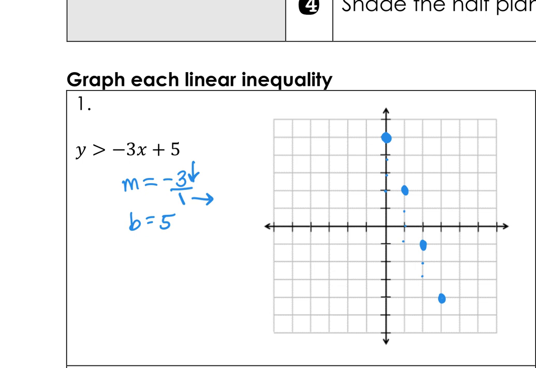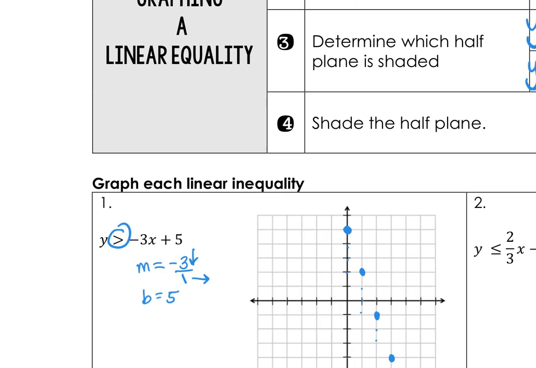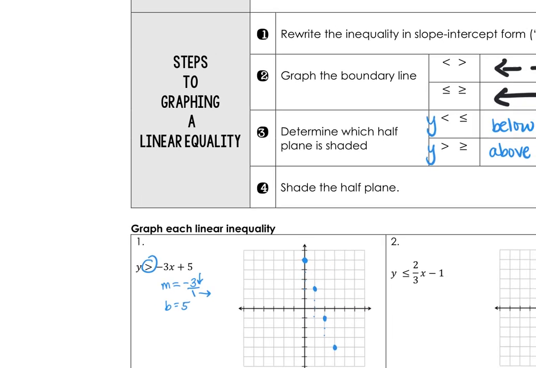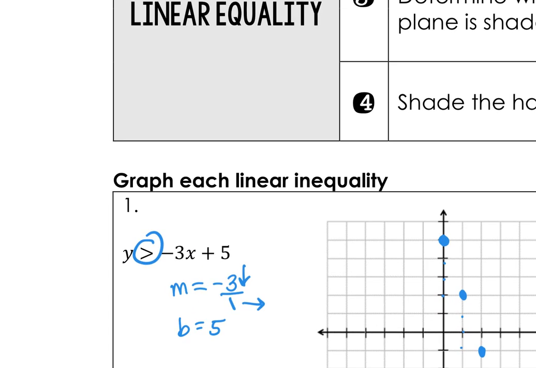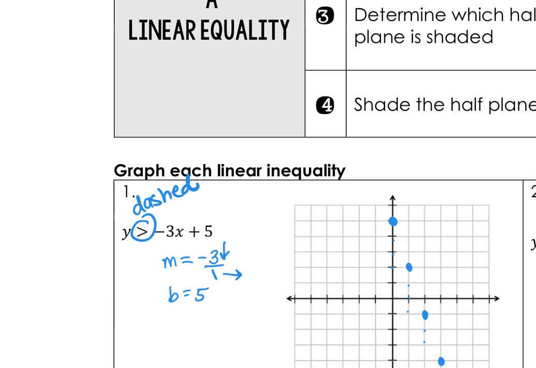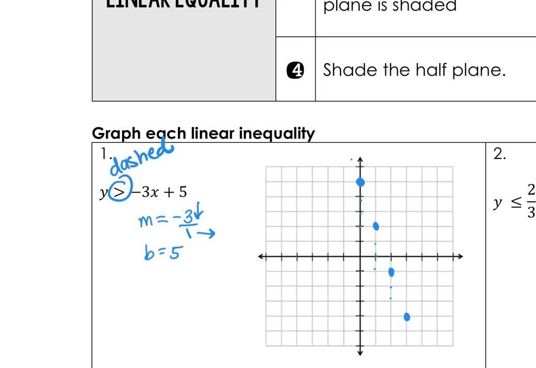Now, before you go to connect those points, you want to look back at this inequality sign. Since this inequality sign is just greater than, you're going to connect those points with a dashed line. So we're going to connect those points with this dashed line.